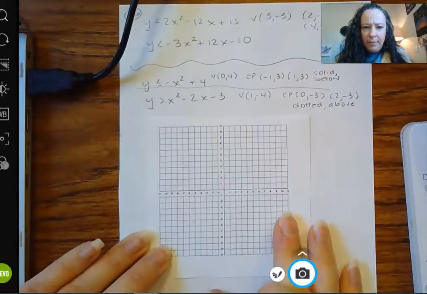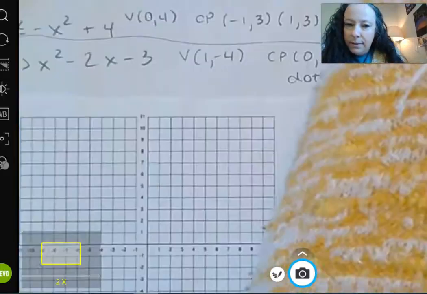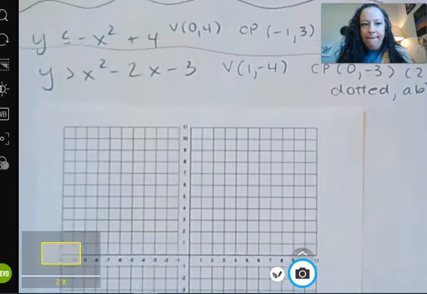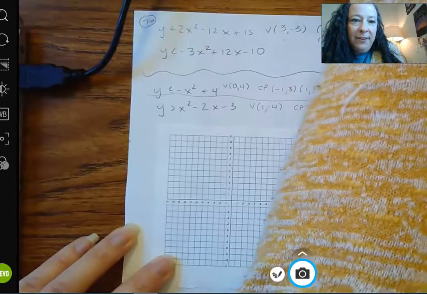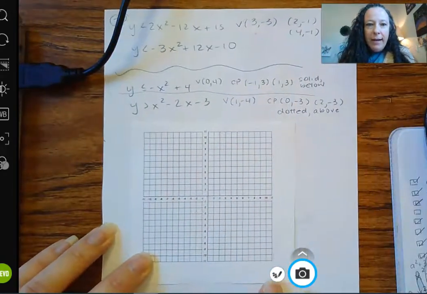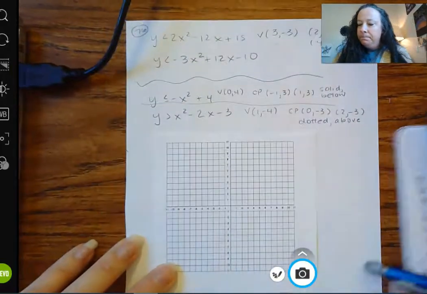This document camera is okay. Scroll out just a little bit. I said scroll out. Zoom out. Okay. Alrighty. So, excuse me.